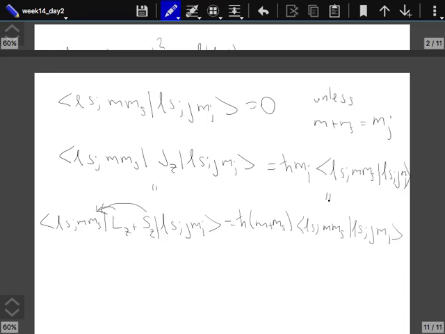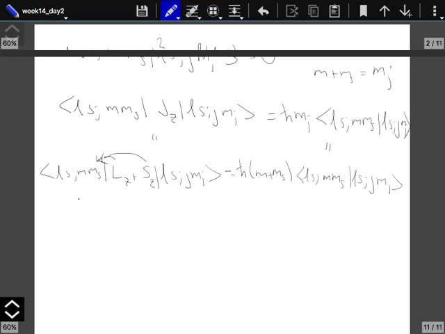So these two should be equal. So for those two terms to be equal, either I should have Mj is equal to M plus Ms, or Ls MMs, Ls JMJ should be equal to 0. Either one or the other one should be true.